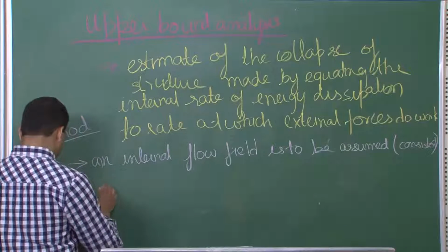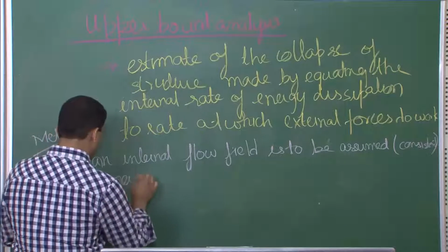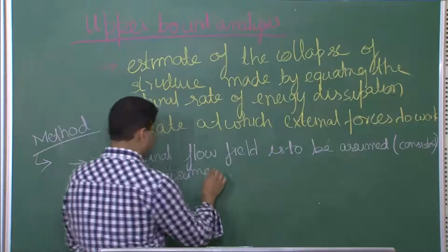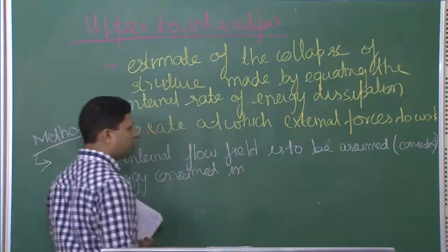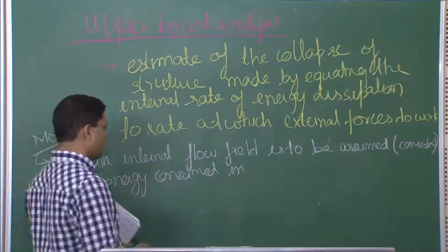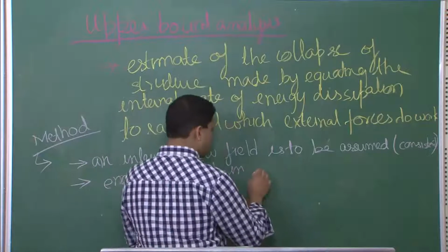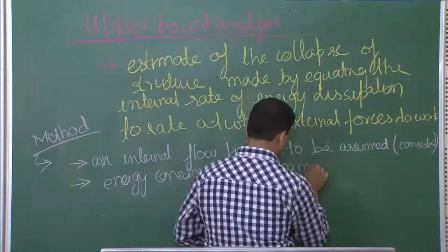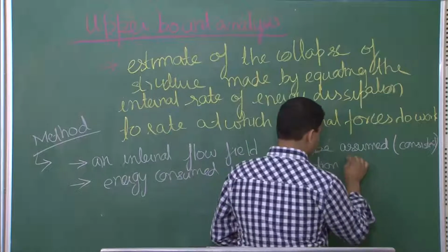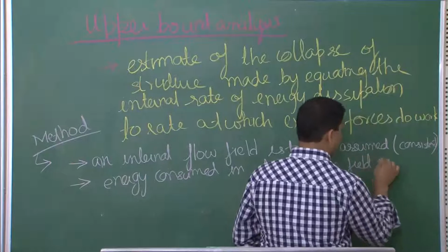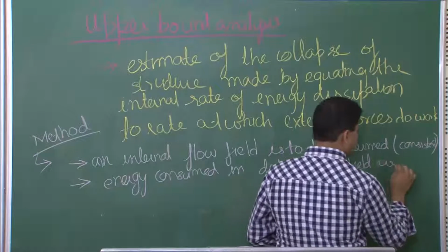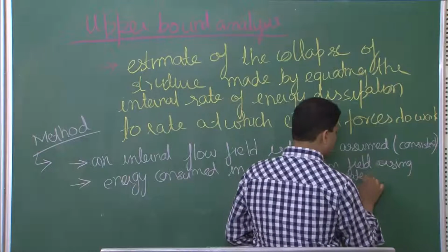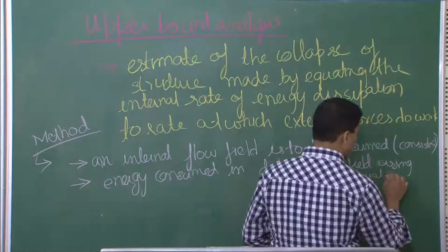Second is that you have to calculate energy consumed in this deformation field. So, you have made a deformation field which is consistent, then you have to calculate the energy consumed in the deformation field using material behavior, material properties. So, for example, material properties would be like the shear strength or the yield strength.